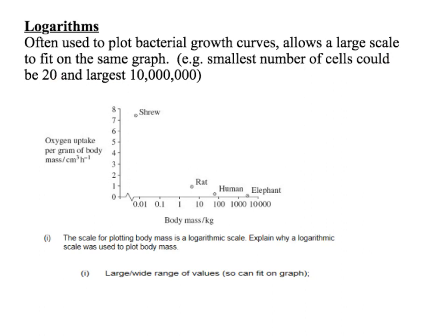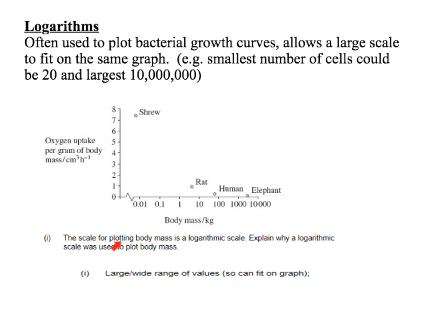So the reason you use it for bacterial cells is, if you want to know in a fermenter, for example, how many bacterial cells you've got, right at the beginning you could have a very small number. You could have 20 bacterial cells to start off with. But after a few hours you could have as many as 10 million or billions of bacterial cells. That'd be very difficult to fit on one graph if you use 20 at one end and 10 million at the other. You'd need a huge sheet of graph paper. So you convert it into a logarithm, and then you can fit it on the same scale.